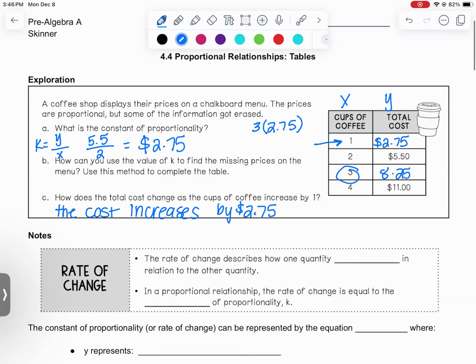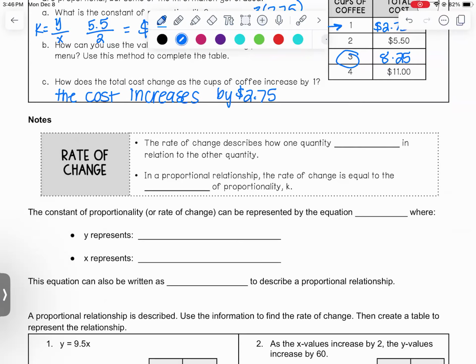Let's talk about our rate of change. The rate of change describes how one quantity changes in relation to another quantity in a proportional relationship. So that's what we've been doing this whole unit so far, proportional relationships. In a proportional relationship, the rate of change is equal to the constant of proportionality. Remember we talked yesterday about how every time I bought 1 more pound of chicken, I'm increasing my bill by that same amount every single time.